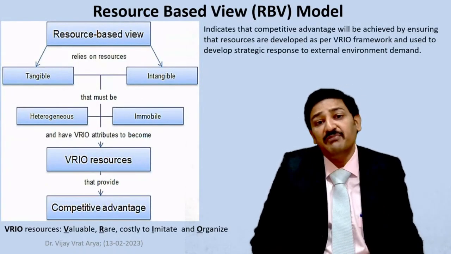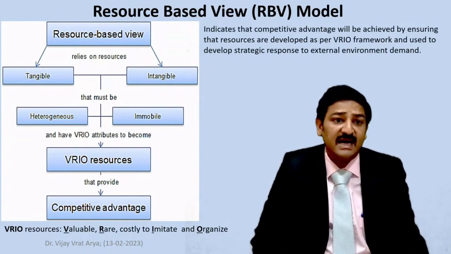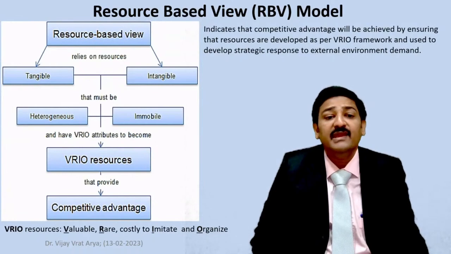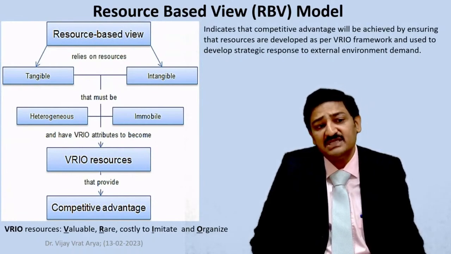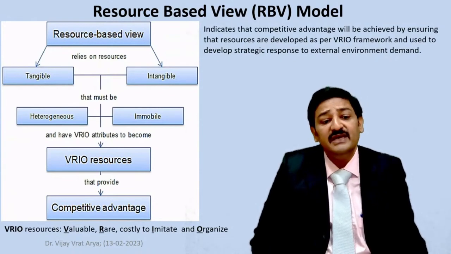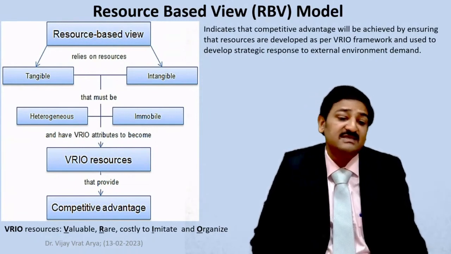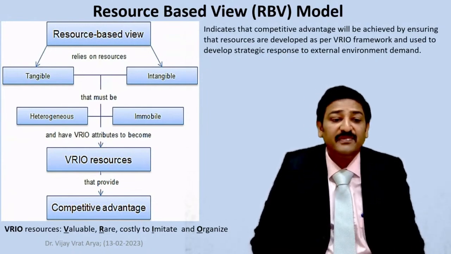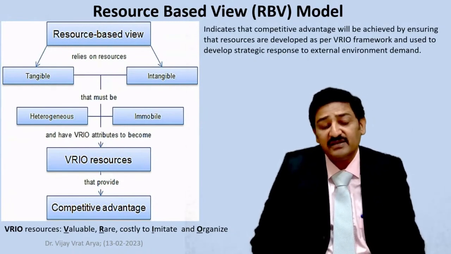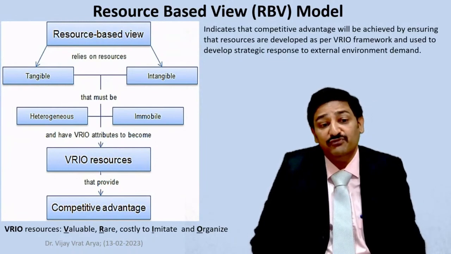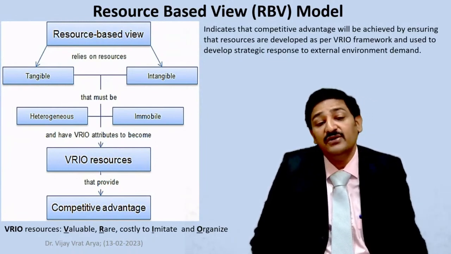Now, if we refer to this RBV model, you can see in the visual that the resource-based view relies primarily on two types of resources: one is tangible and another is intangible, and these must be immobile or heterogeneous in nature, and they must also have a VRIO attribute to become VRIO resources. VRIO resources means valuable, rare, costly to imitate, and organized. Ultimately the objective is to provide competitive advantage to the firm by reaching a level of VRIO resources.